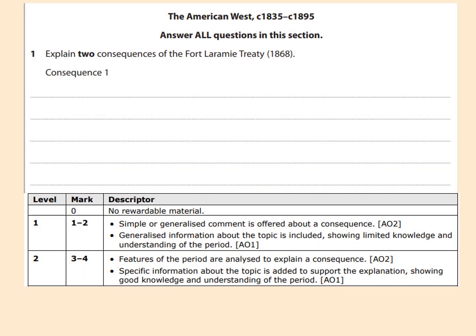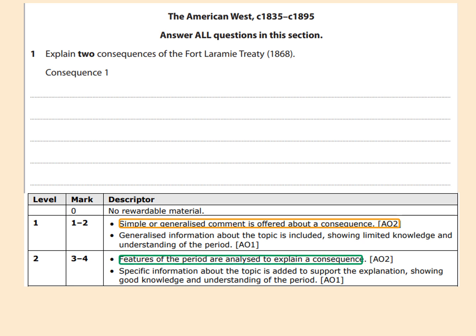Let's consider what the examiner is actually going to be looking for. The level descriptors here are pretty simple, but we'll have a look at the key differences. For level 1, a simple or generalized comment is offered about a consequence. That means that you do actually indicate a consequence or something that happens as a result, but it's pretty general and maybe the knowledge isn't that specific.